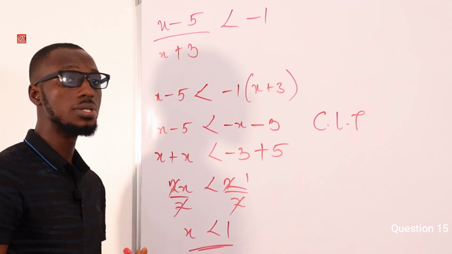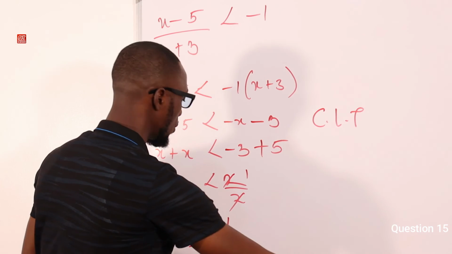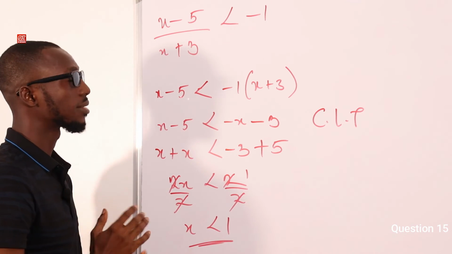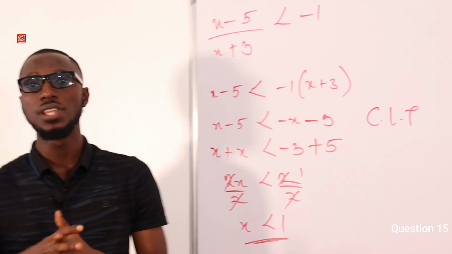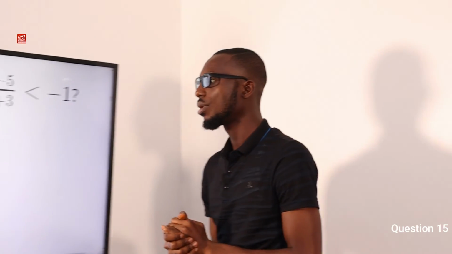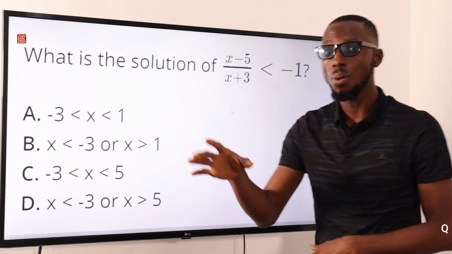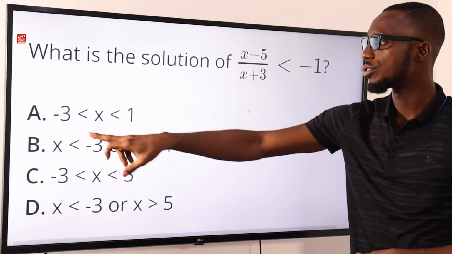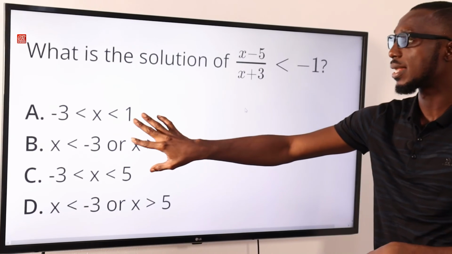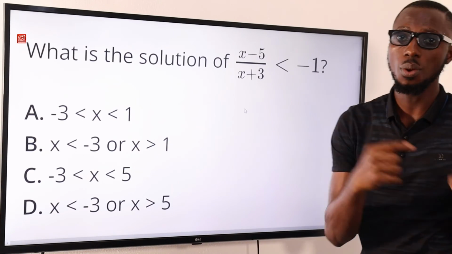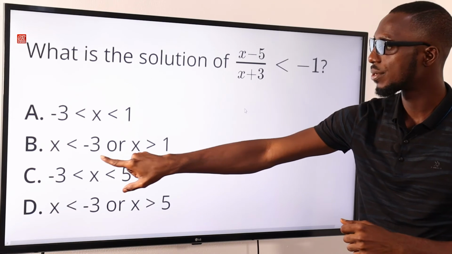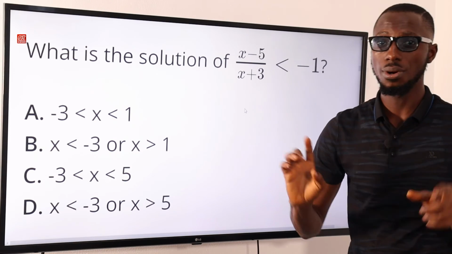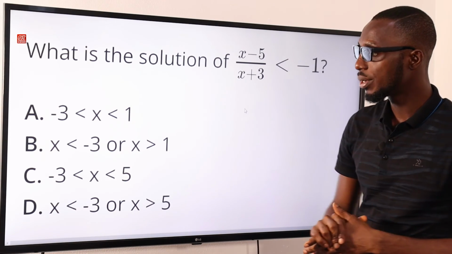So whichever options that we are going to look through, all of those values, x is less than 1. So join me as we go back to the screen to see which of them is actually correct. If you look through the options provided, you can see option A, we have this range, minus 3 is less than x, x is less than 1. Of course, from what we saw, we realize that x is less than 1. We have here x is less than minus 3 or x is greater than 1. No, this is incorrect. X should be less than 1.